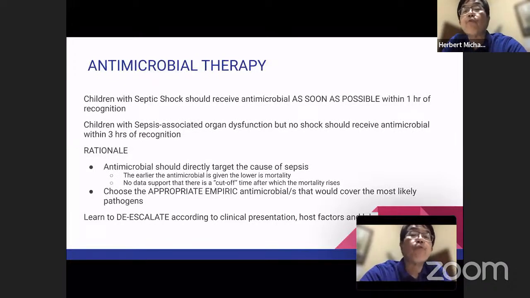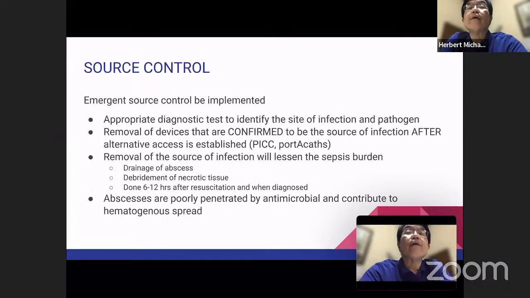Okay? And then, of course, choose the appropriate empiric antimicrobial that should most likely cover the pathogen. And something that we all need to do, learn to de-escalate according to the clinical presentation and base it on your cultures. Emergent source control is important. So do the diagnostic test to identify the site of the infection.